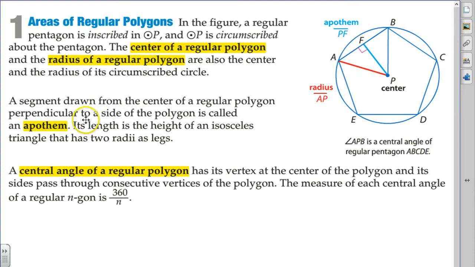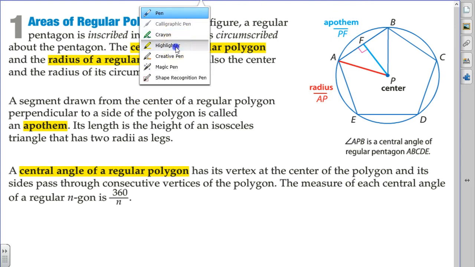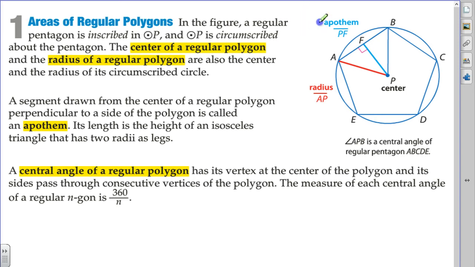Okay. The new part, and this is the important part, it's the apothem, or apothem. It depends on how your teacher pronounced it. Mine pronounced it apothem. Let's do this in yellow. Maybe yellow will make it stand out. So the apothem is the segment that goes from the center of the circle or the center of the polygon to the midpoint of a side.